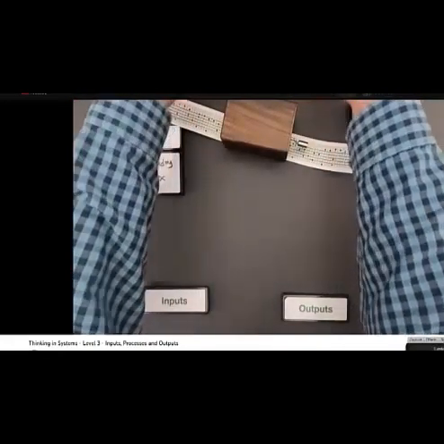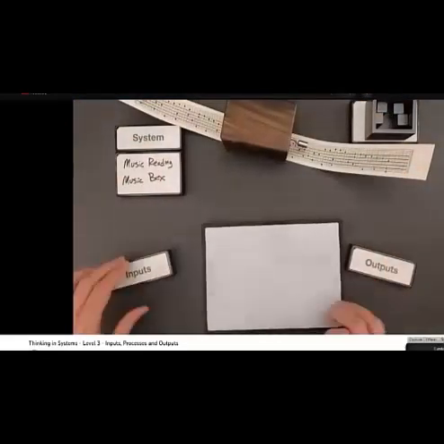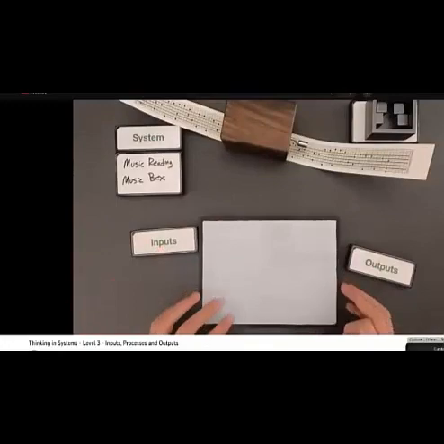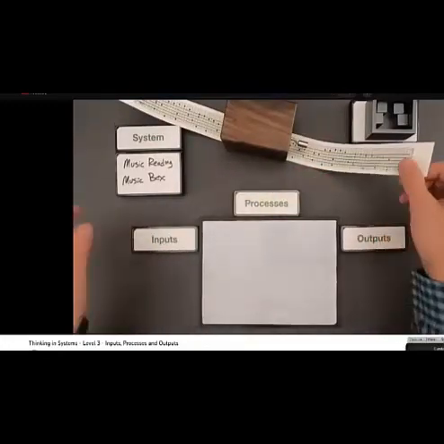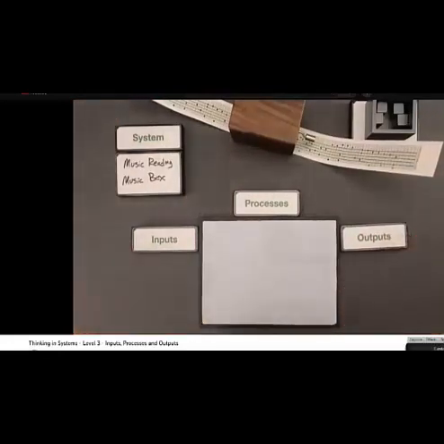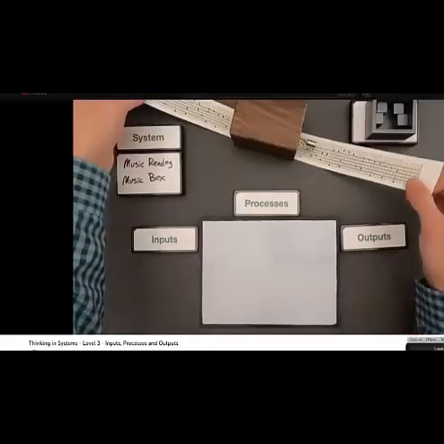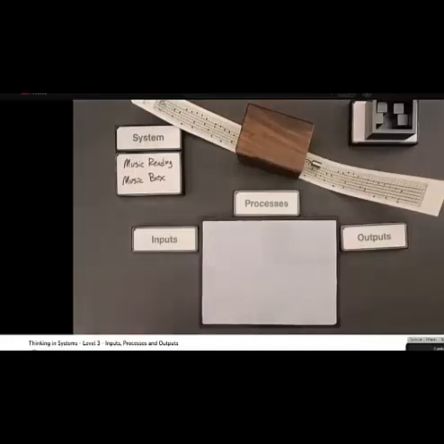The next thing we'll do is try to identify what are the inputs into the system, what's coming into the system, what are the processes within the system, and then what are going to be the outputs out of the system. So we'll use this as an example. The first thing that I always do when I'm looking at any kind of a system like this is I think about what's going in and then what's coming out. So let me show you what I think are the inputs and the outputs.